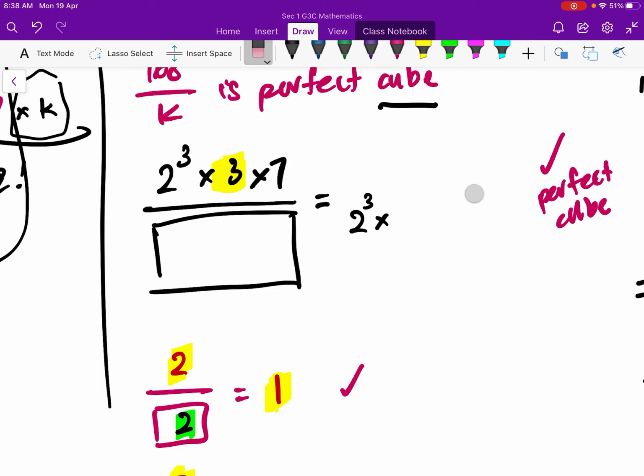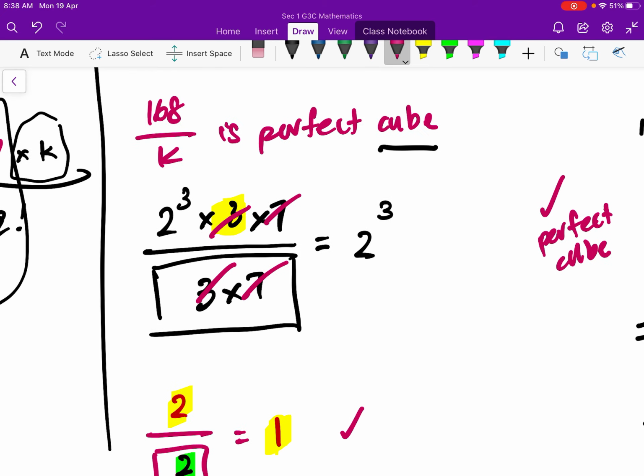So this is impossible. And therefore, the perfect cube is actually 2 to the power 3. And for this to happen, the denominator has to be 3 times 7, getting rid of the 3 and the 7. Therefore, the value of k in this case is 21 for it to be a perfect cube. So just remember the number 21 in your mind, 21 if you are dividing by k, because I don't want to write so much already.